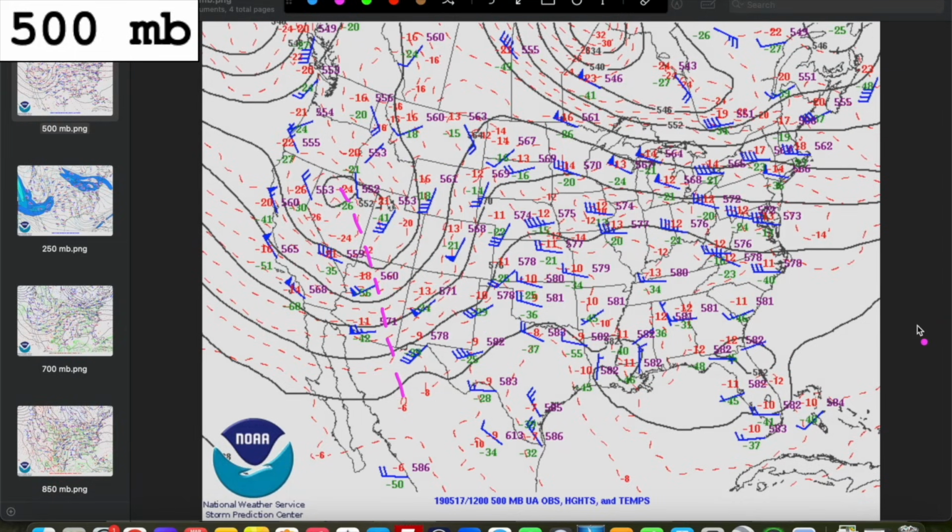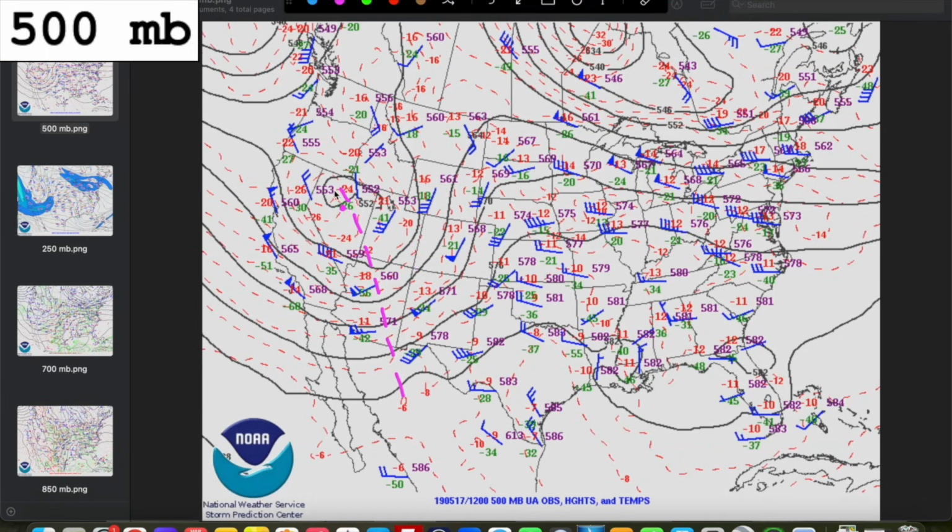Now, which way the trough is oriented is also important. What happens in the mid and upper levels of the atmosphere, 500 millibars is considered the mid levels of the atmosphere, what happens at these levels dictates what happens in the low levels of the atmosphere. And the orientation and geometry of troughs can give us an idea of how robust the response is going to be at the low levels, because whatever happens in the mid and upper levels of the atmosphere dictates what happens in the lower levels of the atmosphere.